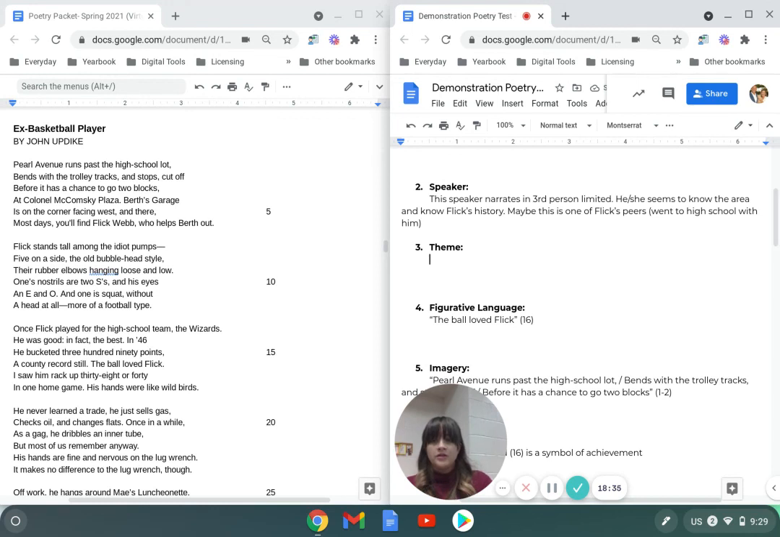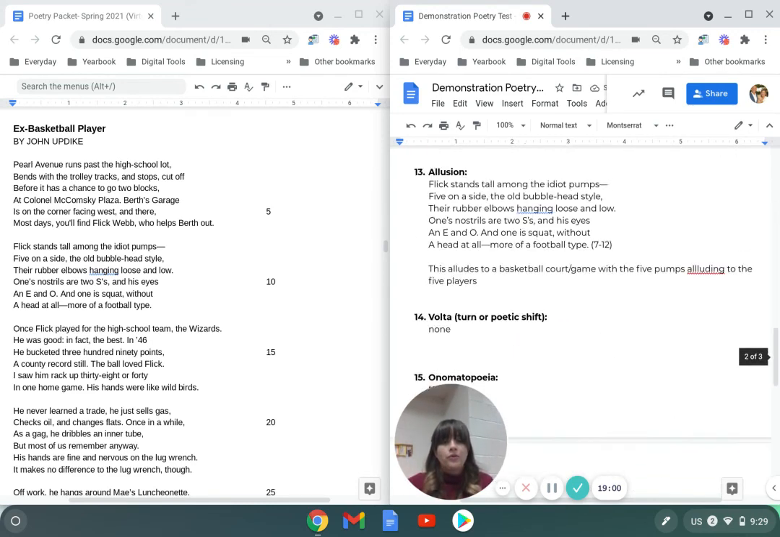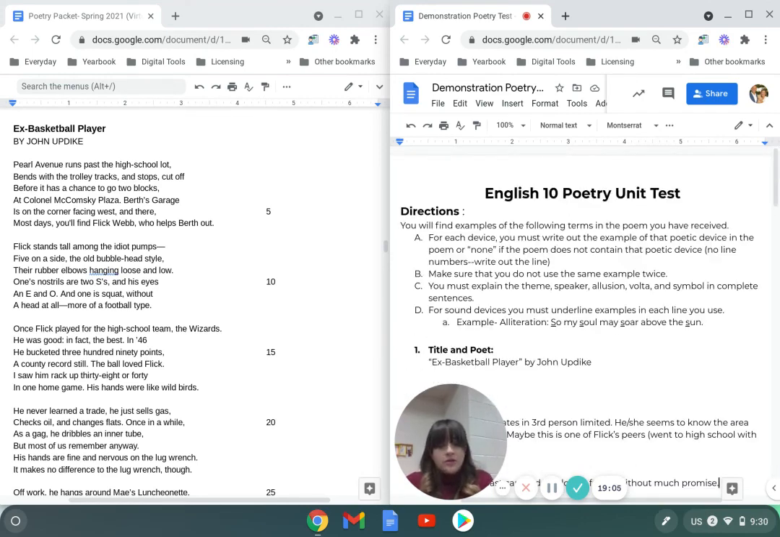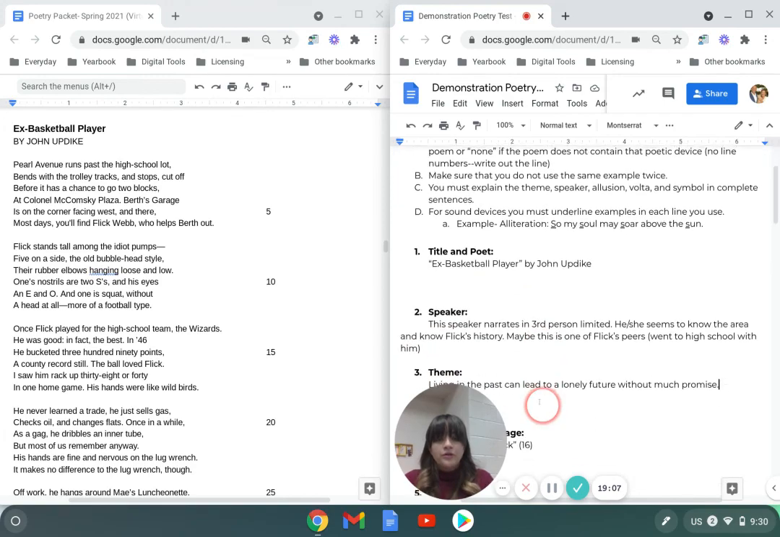I really thought that this story was about how a basketball star who lives in the past grows up to live a sad life. He's just living in the past, kind of like Uncle Rico in Napoleon Dynamite. So I put, "Living in the past can lead to a lonely future without much promise." And I thought that was the theme of the poem. Maybe you thought something else, but that's what I got. And that's it. So you're going to do the same thing with The Weary Blues. You're going to do it on your own, though.